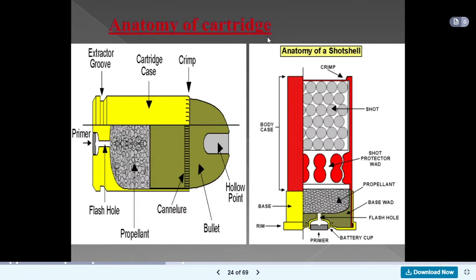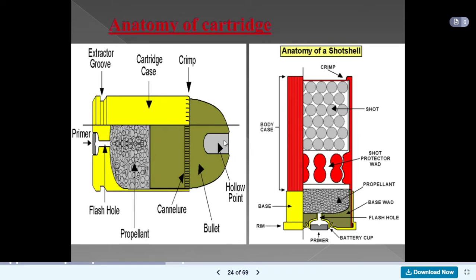So, anatomy of cartridges. As you can see on the bullet, first is the primer. Structure: here are the parts, the cartridge case, the crimp, the lines, the propellant, which is inside a cartridge, and the flash hole. So, the bullet: when the primer is hit, it causes a chemical reaction from the heated action, then to fire, the bullet is pushed.